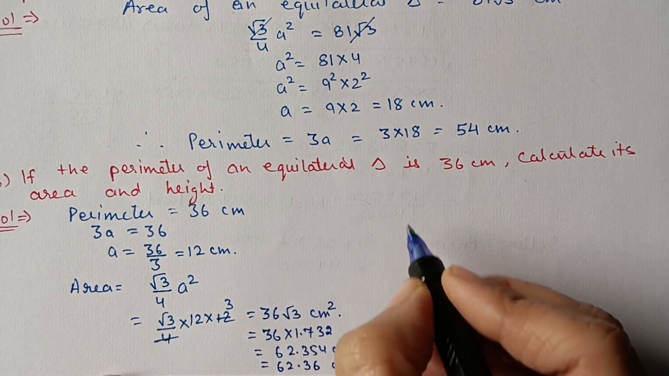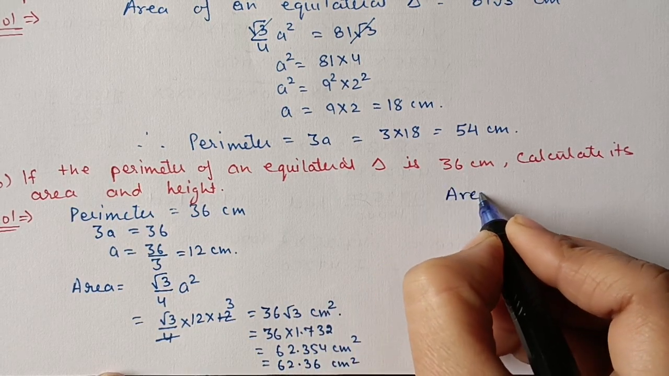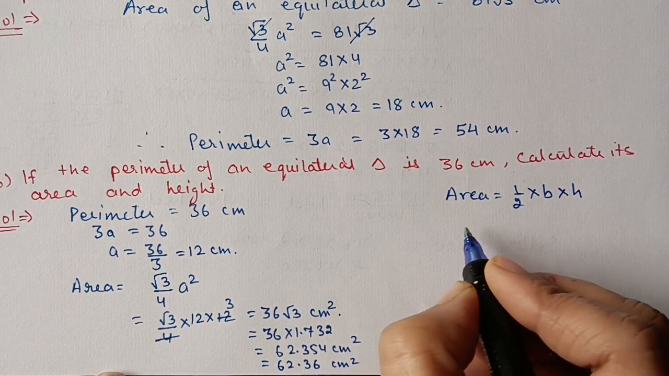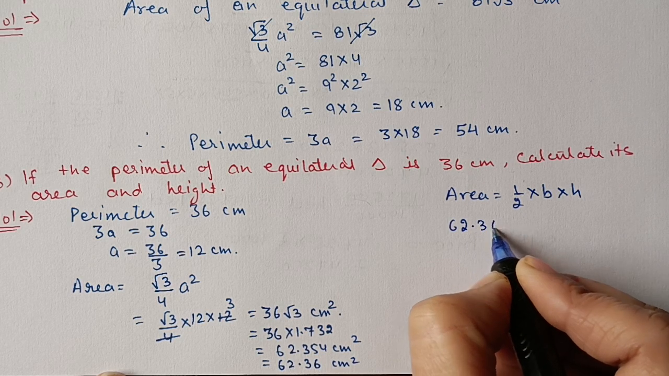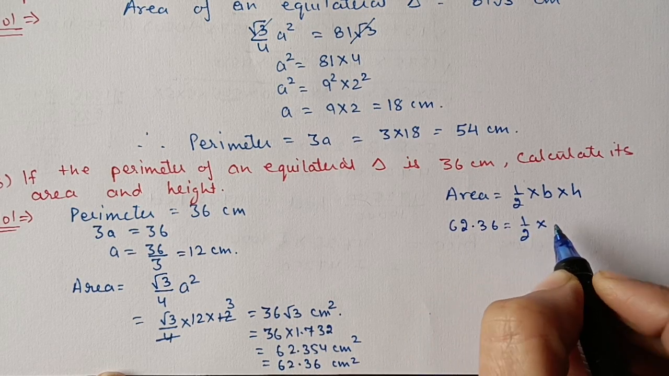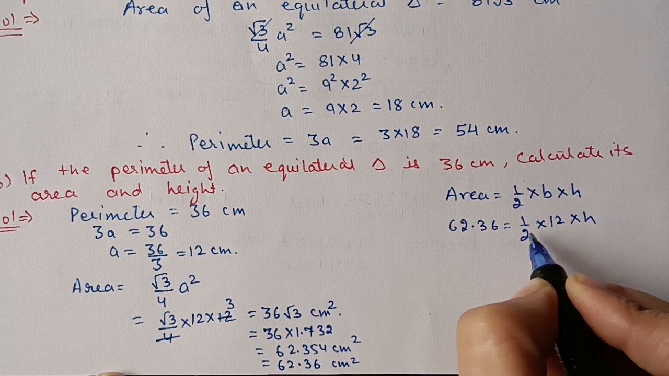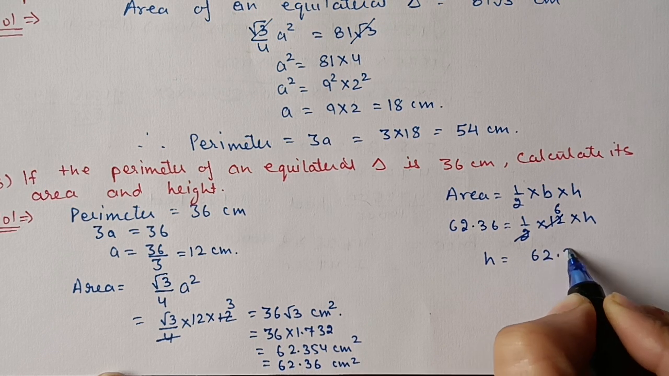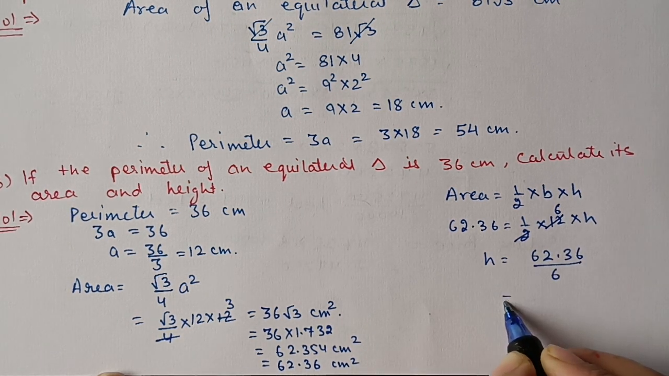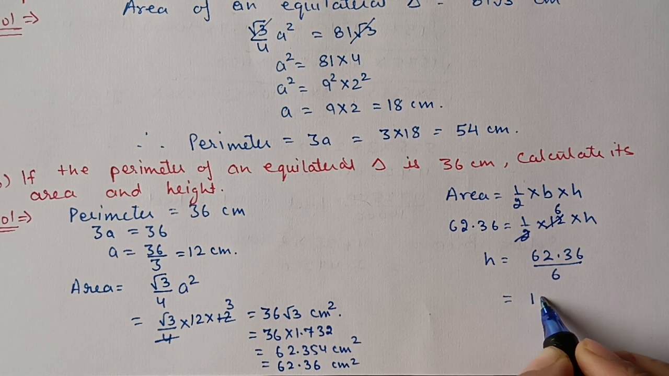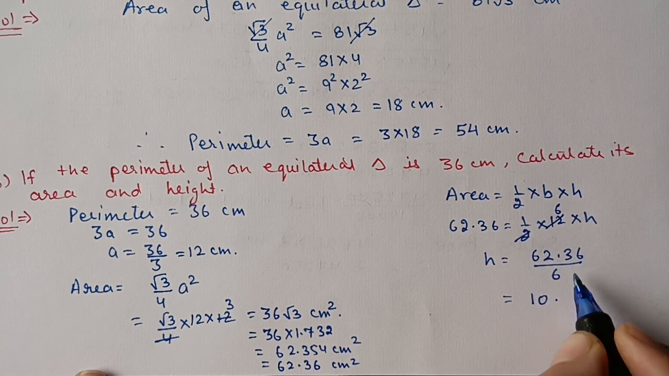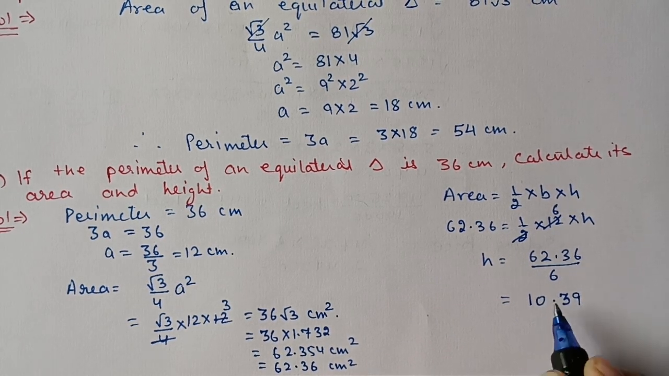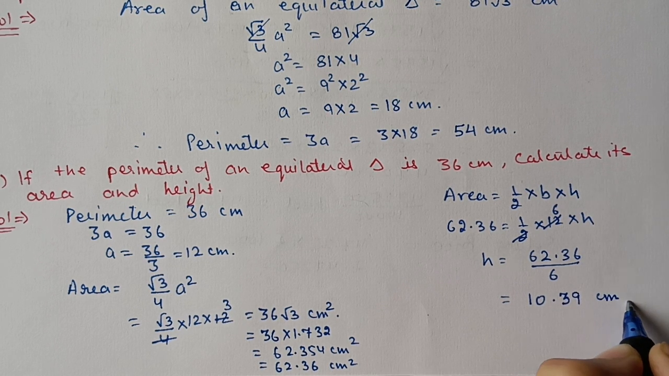Then next you have to find out its height also. So for height again we will use the area formula, half base into height. Area we have already calculated, 62.36, which is equal to half, base we can take any one side, 12, into height. 2 will cancel, 6 times height, so height is equal to 62.36 upon 6. With the 6 table you can cancel out, 6 10s, then 6 3s are 18, 9. So 10.39 centimeter will be its height.